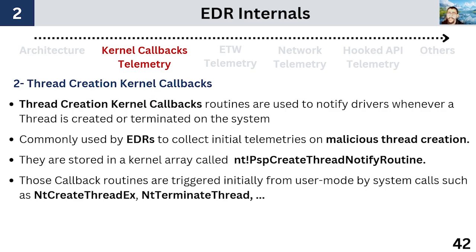These callbacks are stored in a kernel array called PspCreateThreadNotifyRoutine inside the kernel. Each entry in the array points to a registered callback routine. When a thread is created or terminated, the kernel iterates through this array and invokes each registered callback, passing relevant information about the thread event. Thread creation kernel callbacks are triggered when a thread creation request is made from user mode. This occurs via system calls such as NtCreateThreadEx and NtTerminateThread and many more related thread creation functions.